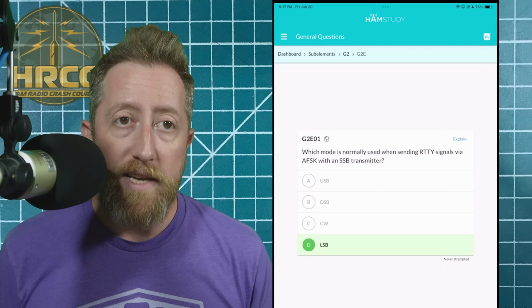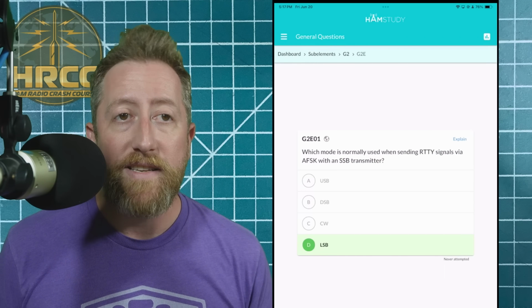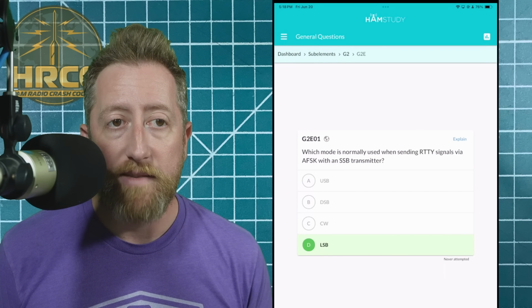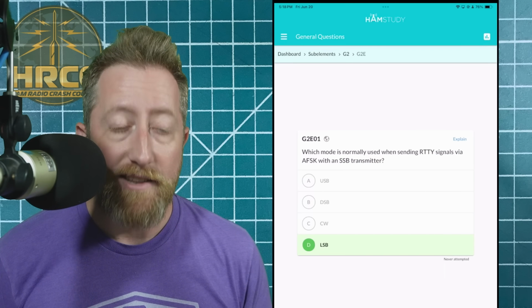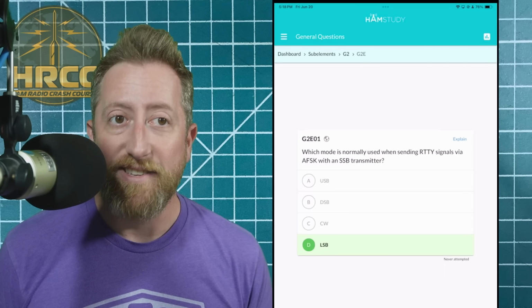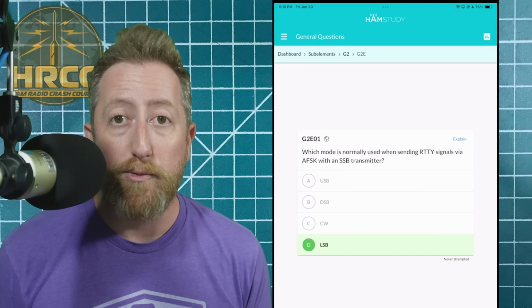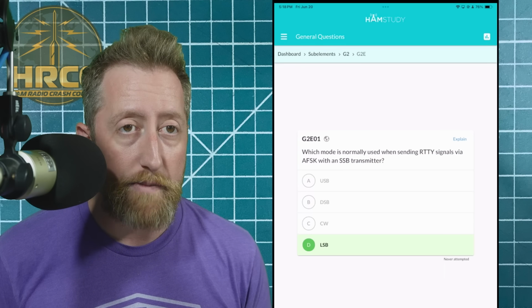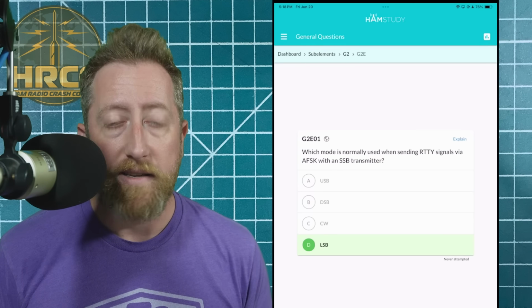Which mode is normally used when sending RTTY signals via AFSK with an SSB transmitter? And it's D, lower sideband. So yeah, this is one of the exceptions to the rule that generally digital modes are run in upper sideband. So this is one to keep in mind because it is unique.